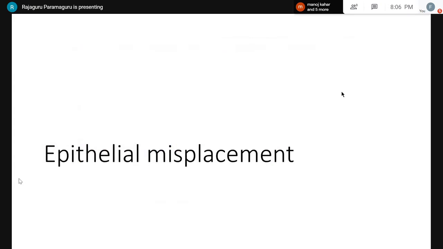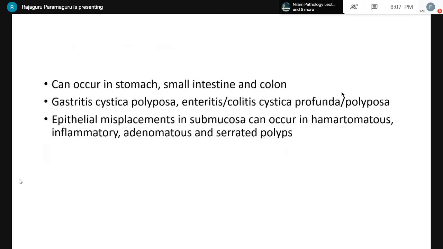So quickly moving on to the next topic, the epithelial misplacement, which can happen in polyps anywhere in the GIT, starting from the stomach, the small intestine, the colon. Whenever it is associated with inflammatory lesions, they are called gastritis cystica polyposa, enteritis cystica polyposa profunda, and colitis cystica polyposa profunda. Basically, if it is a polypoid lesion, it is called polyposa.